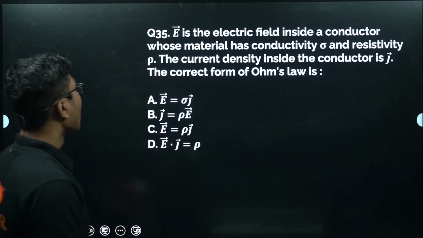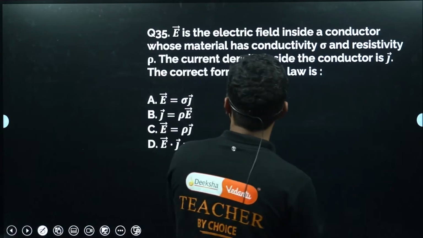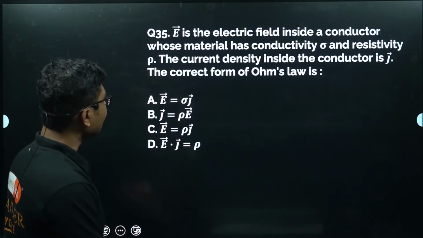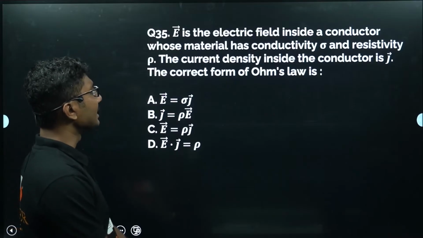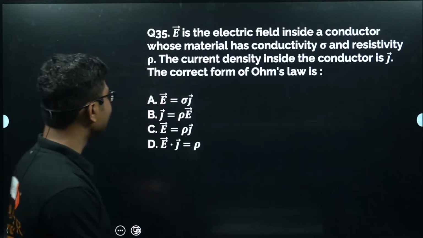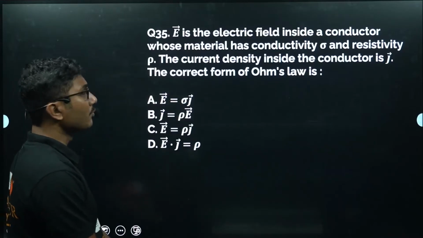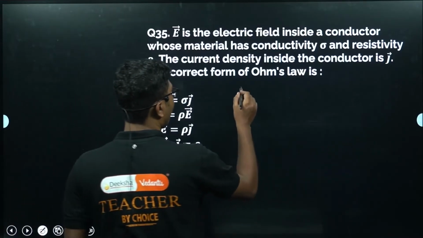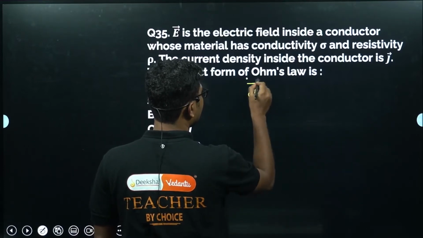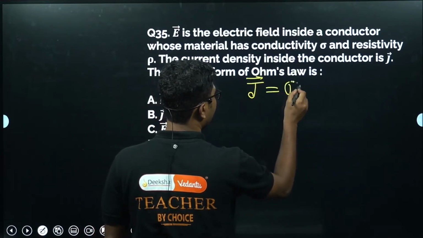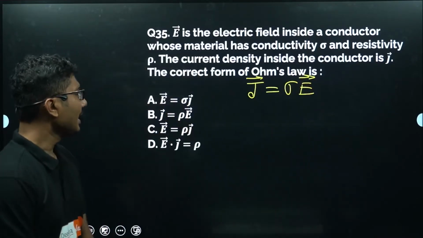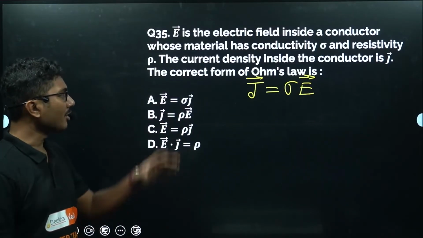Now, electric field inside a conductor. E is the electric field inside a conductor whose material has a conductivity sigma and resistivity rho. The current density inside the conductor is J, the correct form of Ohm's law. So we know that J, current density J in vector form is equal to sigma E, right? It is given in your books. This formula is given, but if you see these options, none of the options are given.